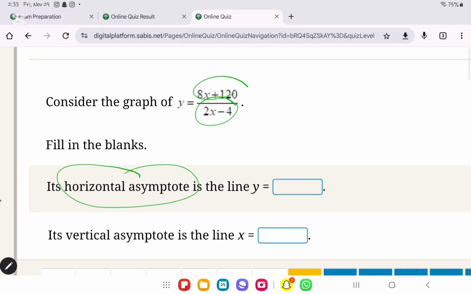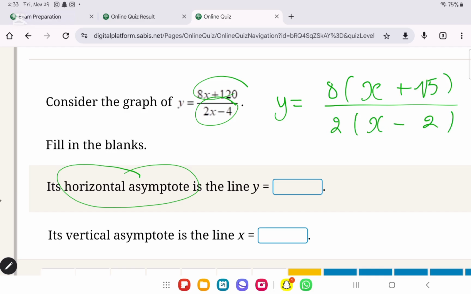See how you can factor them. You're going to get y is equal to, factoring the first one up, 8 times x plus 15, over 2 times x minus 2. Now the horizontal asymptote is very simply these two numbers divided by each other. So 8 divided by 2, which is 4.